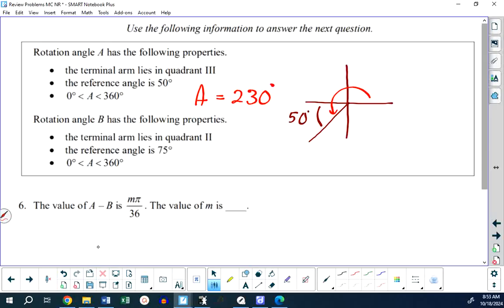On the other hand, we have a different rotation angle B, and it terminates in quadrant 2 with a reference angle of 75 degrees. So this is 75 degrees, and that means that this is angle B. And again, you're told here, Melanie, that A, oh, this should say B. Does yours say A? It should say B. You're told that the angle is, again, between 0 and 360.